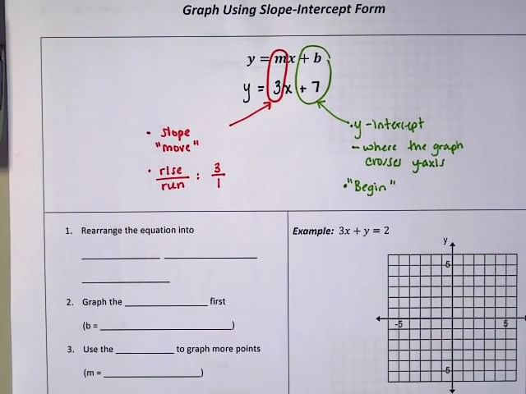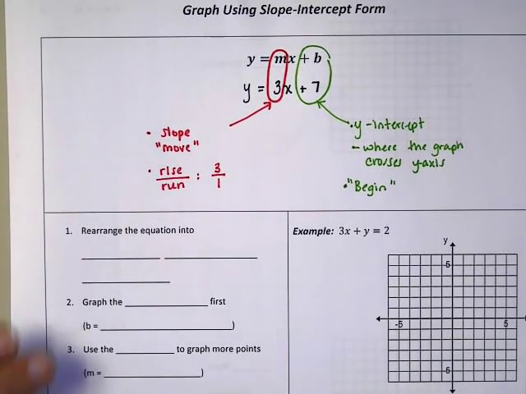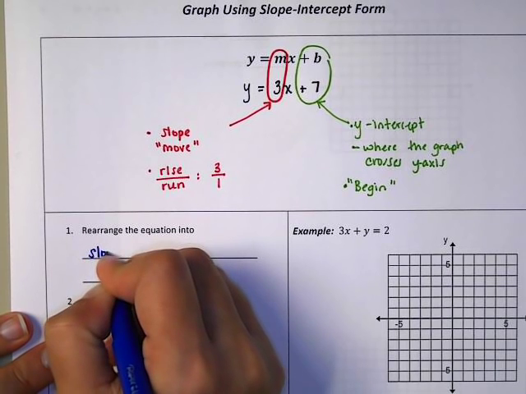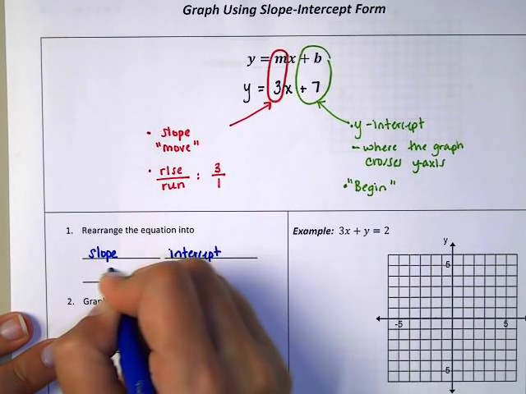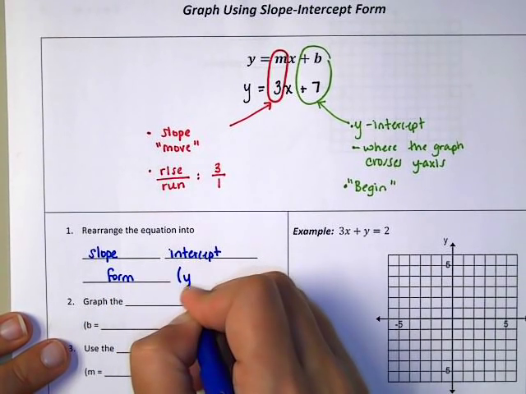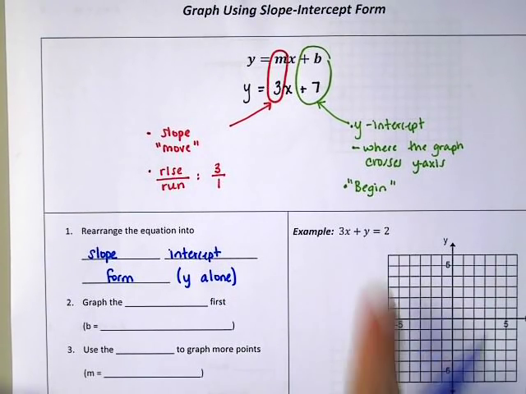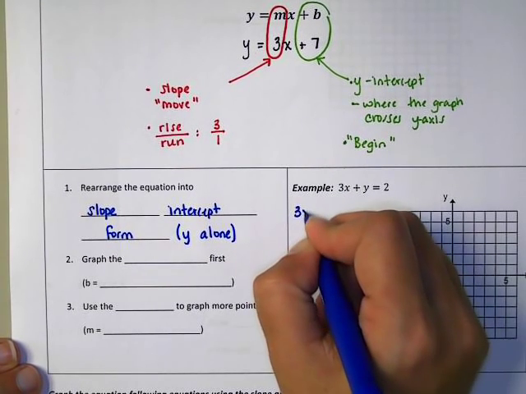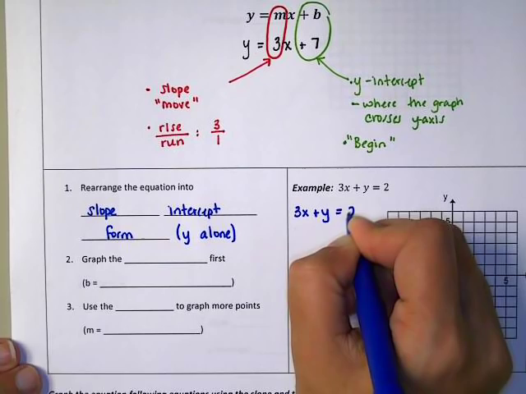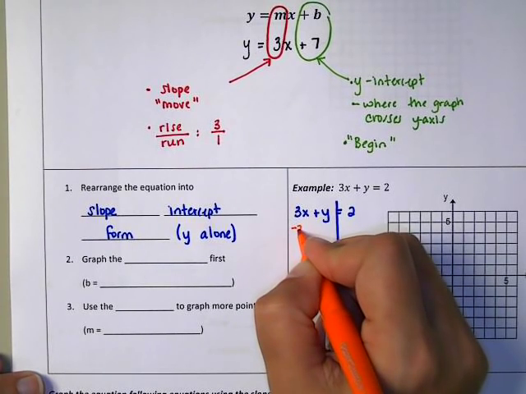Now, when we want to graph a line, and this is really important, you have to start by rearranging the equation into slope-intercept form. In other words, you have to get y alone before you can start graphing. For example, if I said graph this equation, then off to the side, your first step would be to copy the equation and work on getting y by itself. Now, in order to get y by itself here, all I would have to do is subtract 3x on both sides.